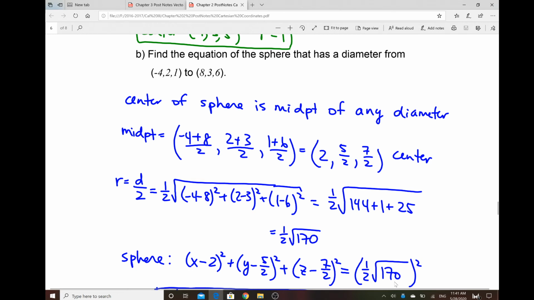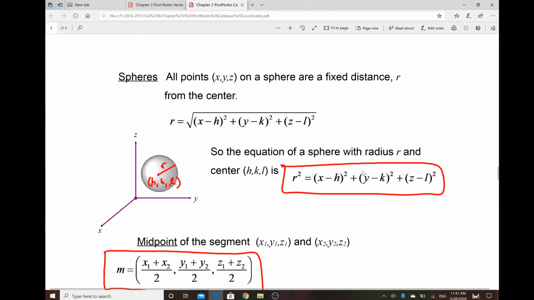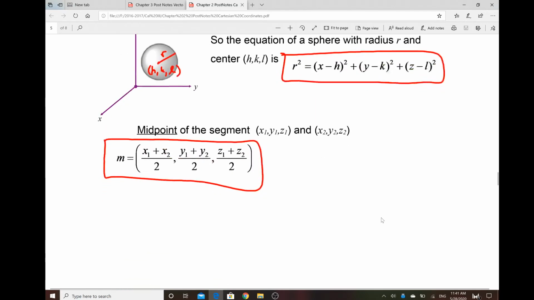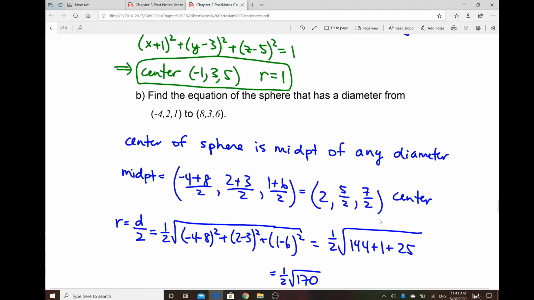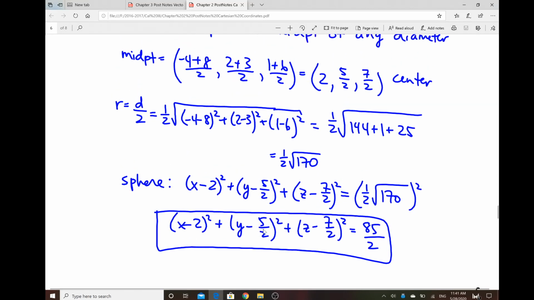Once we get the radius, and we already found the midpoint, the center of the sphere, we basically just put it back into the equation of a sphere. Again, the equation of a sphere is given like this. So plug in the numbers. Here's what we got: (x - 2)^2 + (y - 5/2)^2 + (z - 7/2)^2 equals the radius squared, which is 85/2.